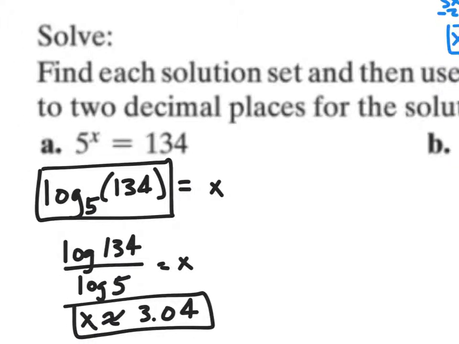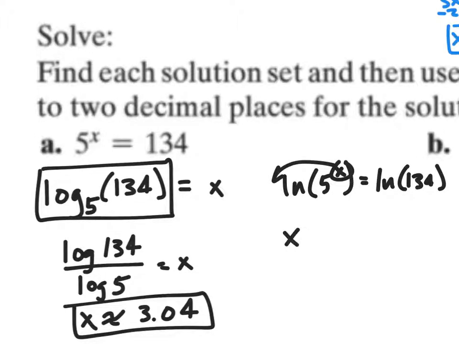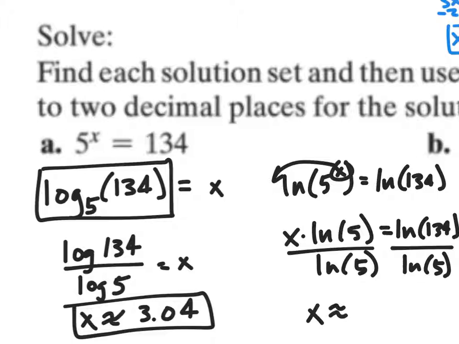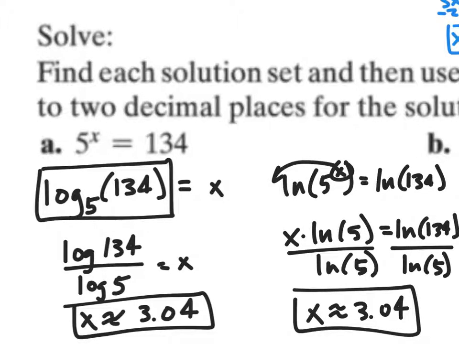Now again, you could do this another way. You could do this with the natural log. So you could apply the natural log to both sides. Just depends on how you see it. I'm going to bring my x out front. So I have x times the natural log of 5, and that's equal to the natural log of 134. Divide both sides by the natural log of 5, and we would get the same thing, that x is approximately 3.04. So it doesn't matter how you do it, it just depends.